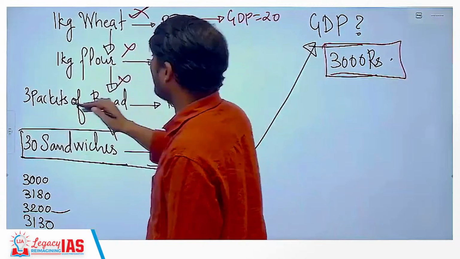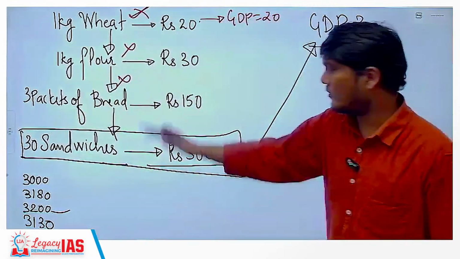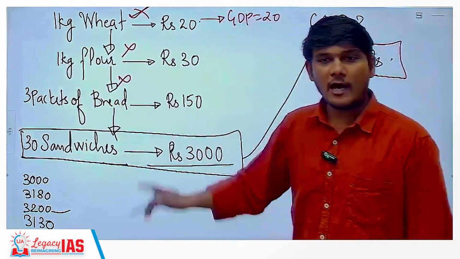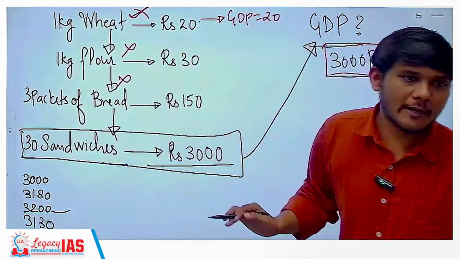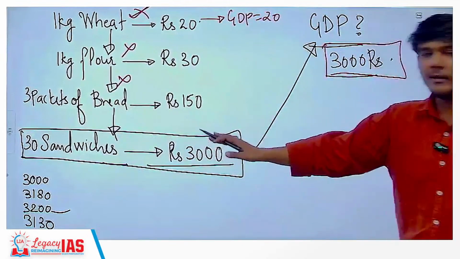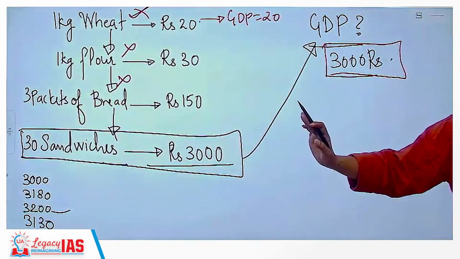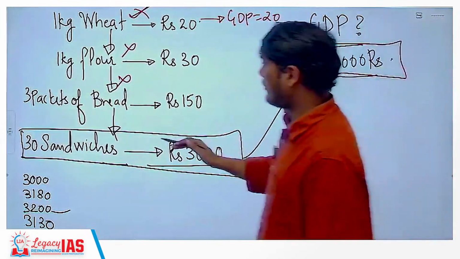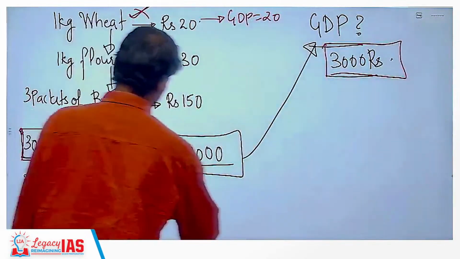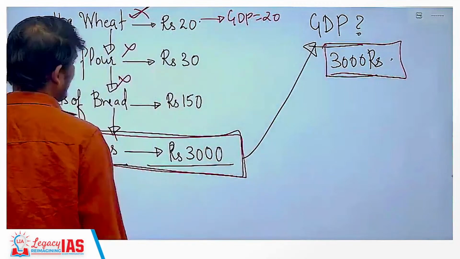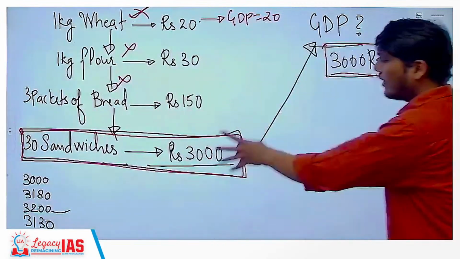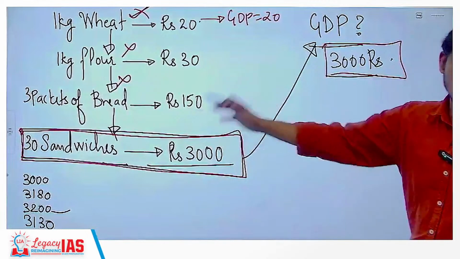Is this the final good? This is also not a final good because it is getting processed into sandwich. Now sandwich is getting consumed by the people. So this will become a final product. Okay? So this would be your GDP. This is basically you taking the total final value of the goods.